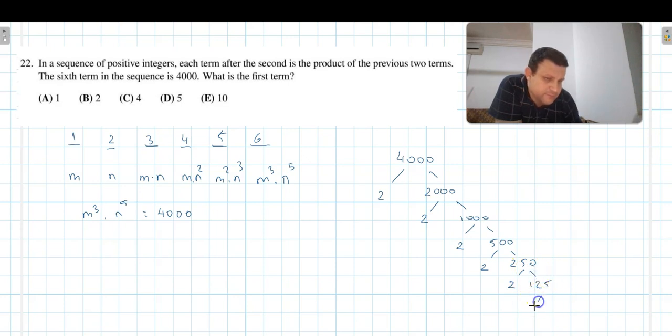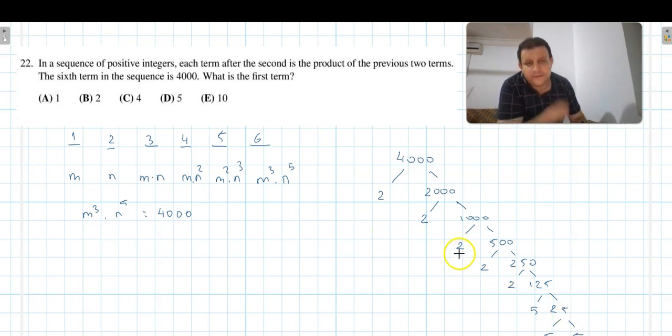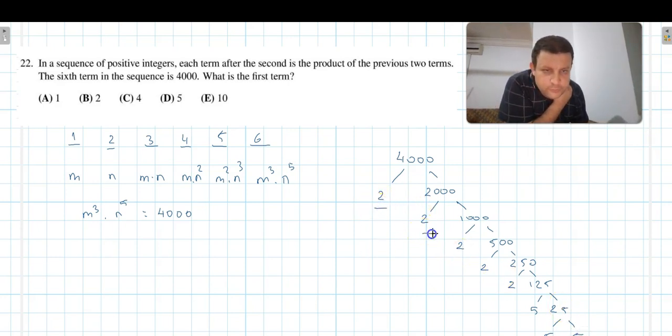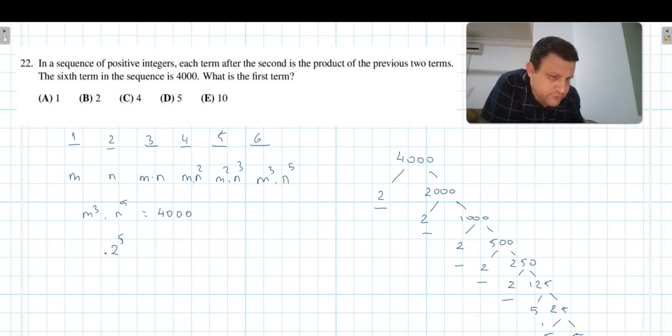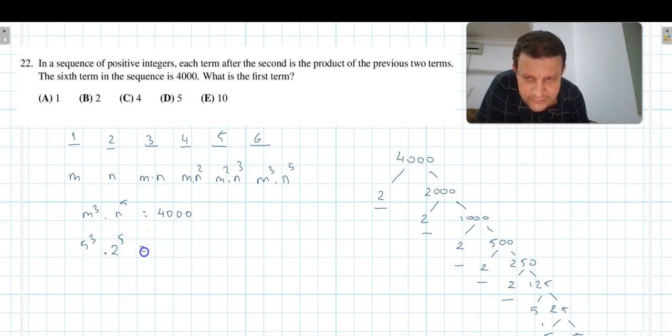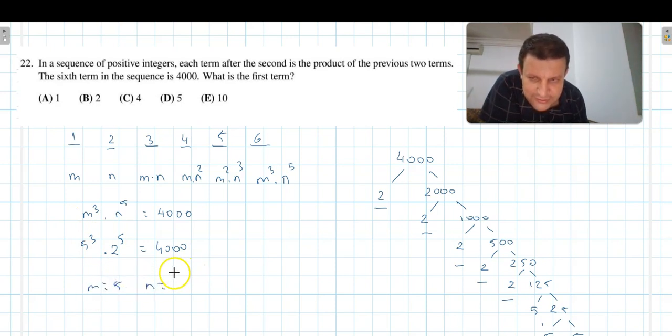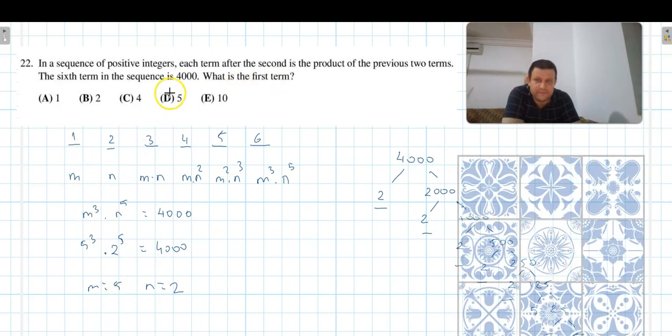Okay, 125 is 5 times 25, and then this is 5 times 5. This means the result is going to be 5 cubed. So in this case, we can easily say m equals 5, n equals 2. The question is asking what is the first term, and the first term is m. This means m is 5.